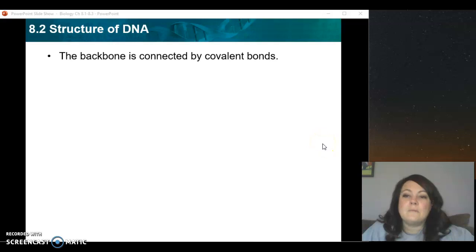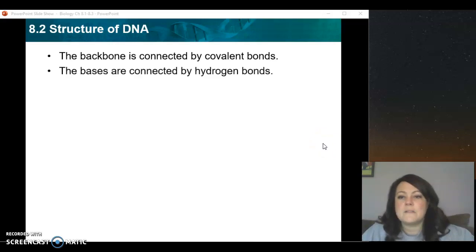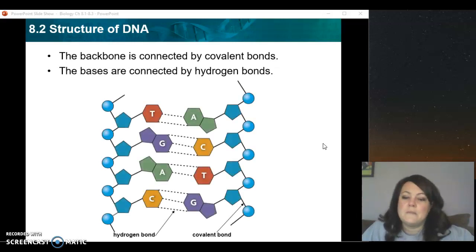The backbone, which is those sides to the ladder, is connected by covalent bonds. The bases are connected by hydrogen bonds. You can see that those bonds that hold it together here are hydrogen, whereas these are covalent. If you remember back to when we talked about biochemistry, you know that hydrogen bonds are very weak, while covalent bonds are fairly strong.